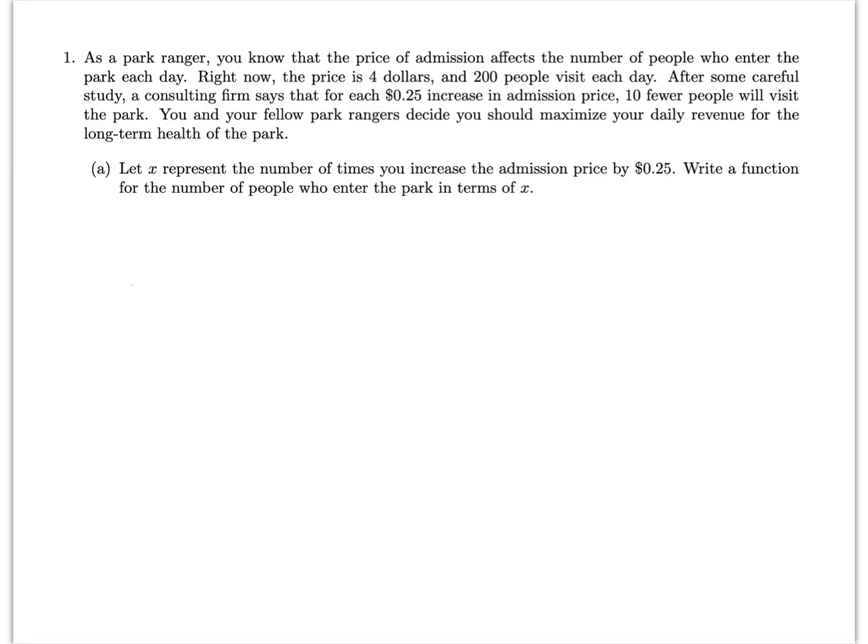So right now, we have 200 people entering the park, and we are going to do 10 fewer people every time we increase the price. So for every price increase of 25 cents, 10 fewer people enter the park. So we're going to do minus 10 people every time we increase the price. And X is representing the number of times we increase the price. So the number of people who enter the park is going to be 200 and then minus 10 people every time we increase the price. So here's our formula for the number of people who enter the park, 200 minus 10x.